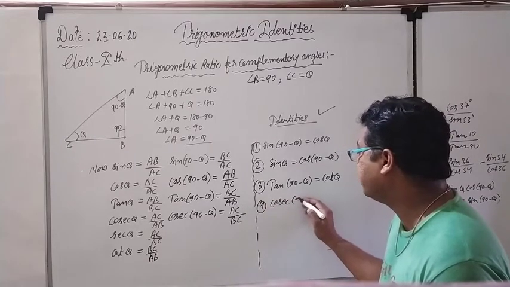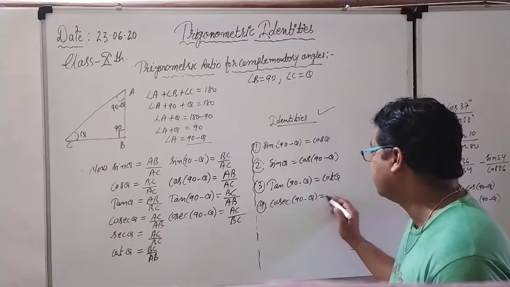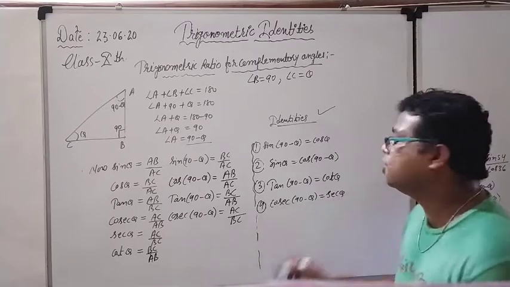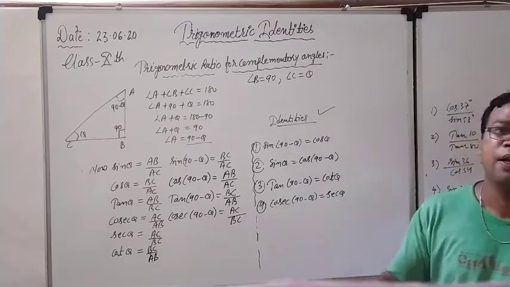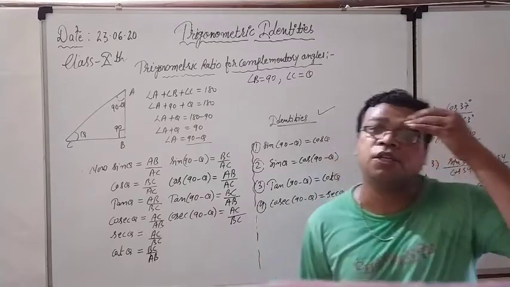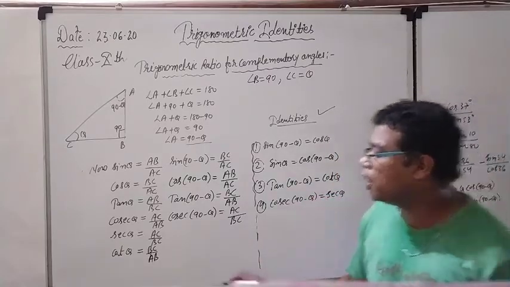Cosec 90 minus theta is equal to sec theta. This means there is a relation between cosec and sec. They both are complementary to each other. Now see the next formula.